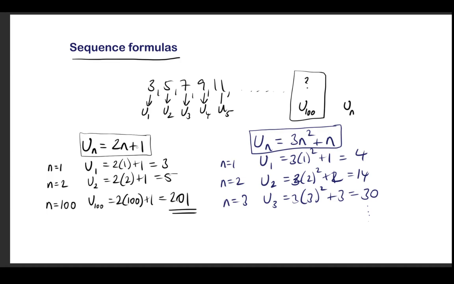Today we're going to do these ones. These are linear ones because they're going up by the same amount each time. It's going up by 2, so it's quite easy to work out the formula for these ones.